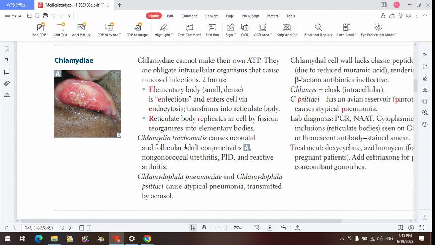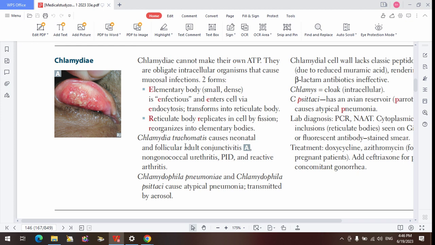What about the organism? The organism is an obligate intracellular organism. That is, it cannot survive outside the host. It is obligate. Once there's a problem with the host and the host body is not getting enough nutrients, it dies. It doesn't have a biosynthetic pathway to make its own ATP. It is dependent on the host. So they have to be with the host at all times, especially when they are metabolically active, so that they can survive. Once you take them out of the host, they die.